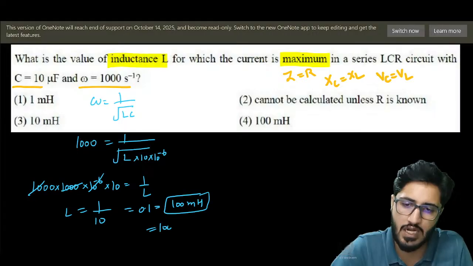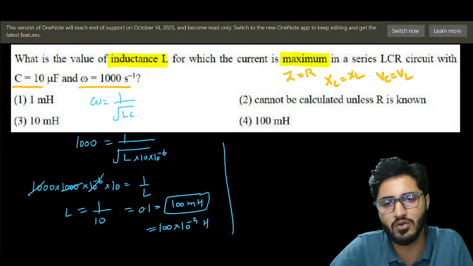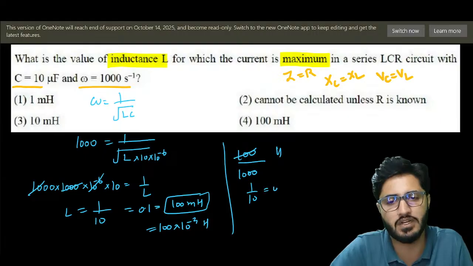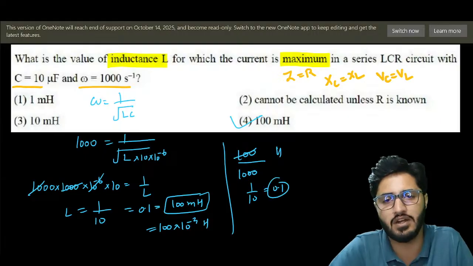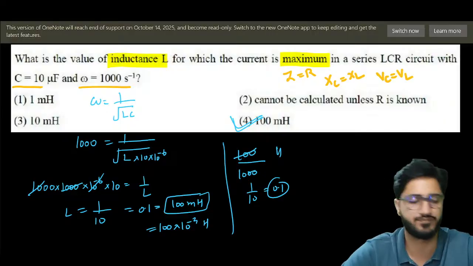How? Look, milli is 10 to power minus 3, it is Henry. I will write there, look now, 10 to power 3, right? Cancel out, so we have 1 by 10. 1 by 10 is 0.1, so my answer is 100 millihenry.